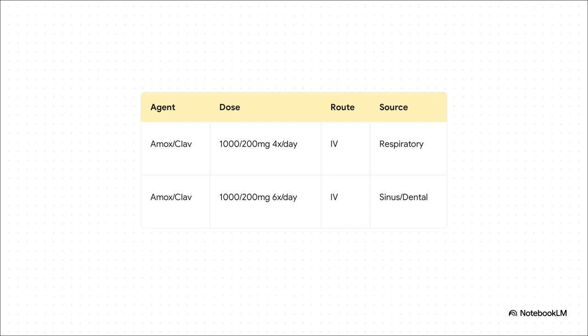For an infection coming from a respiratory source, IV amoxiclav is still a good workhorse. But notice the nuance here. If you think it's from a deeper sinus or dental source, you have to hit it harder. We actually increase the dosing frequency to push more drug into those poorly vascularized spaces.